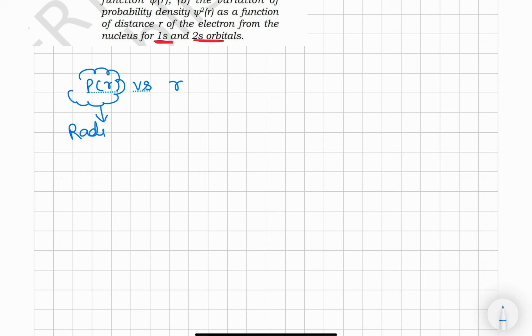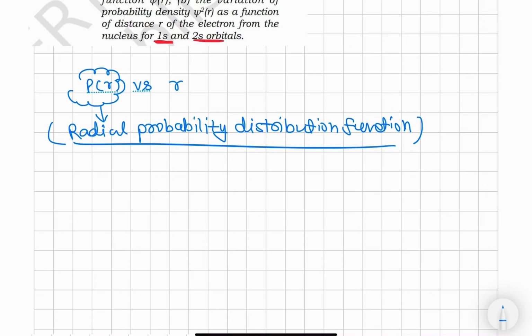Radial probability distribution function. In the next video, we will draw these graphs.